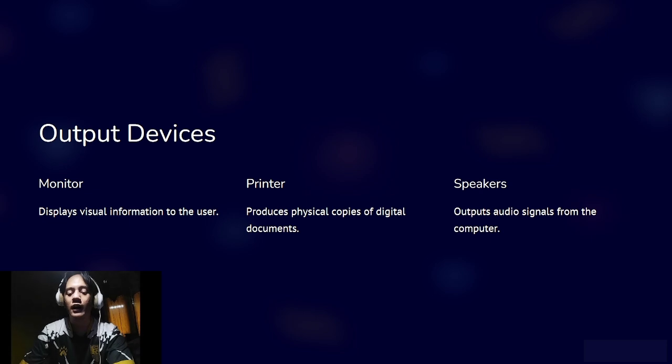These devices help us see and hear the output of computer process. To summarize, we have learned about what computers are, their types, how they are used in daily life, and the key component of computer hardware. I hope this presentation has helped you better understand the basic concept of computer and how they support many aspects of our lives.